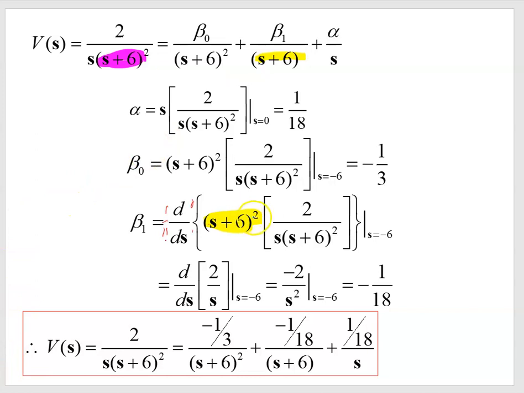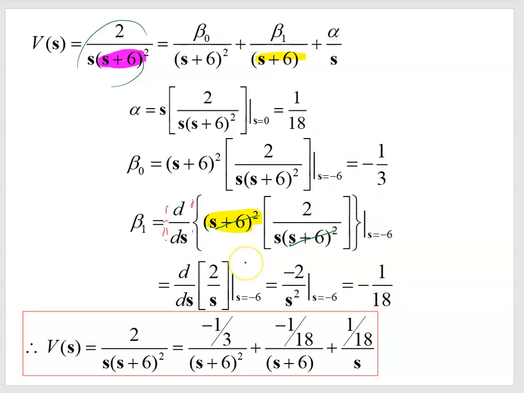So when we do that, this cancels here, right? This entire function is down here. We're just using it on the left-hand side function to make it easier. And we're taking the first derivative of just 2 over s. So the first derivative of 1 over s is negative 1 over s squared, so we end up with negative 2 over s squared evaluated at s is equal to negative 6, and we end up with negative 1 over 18.